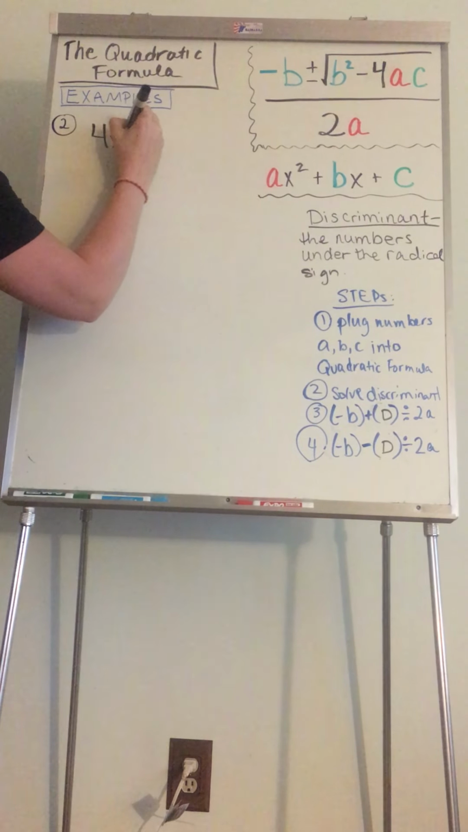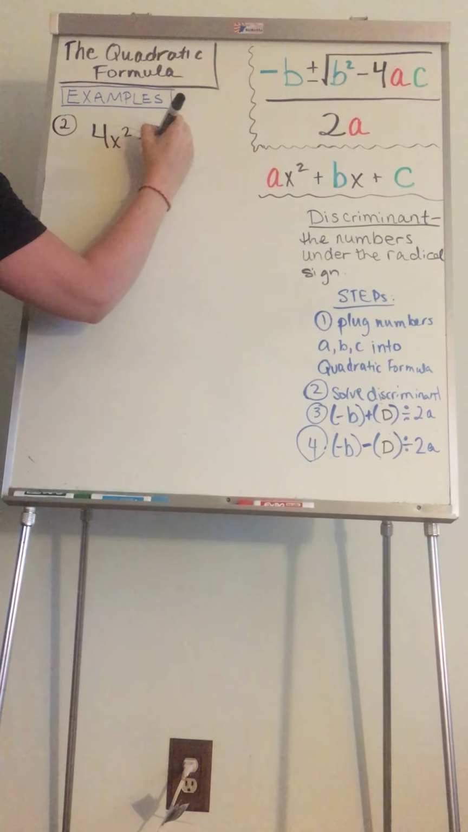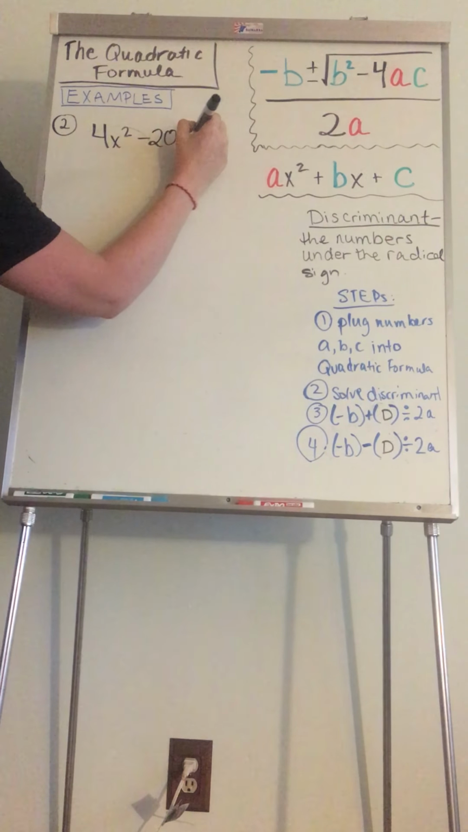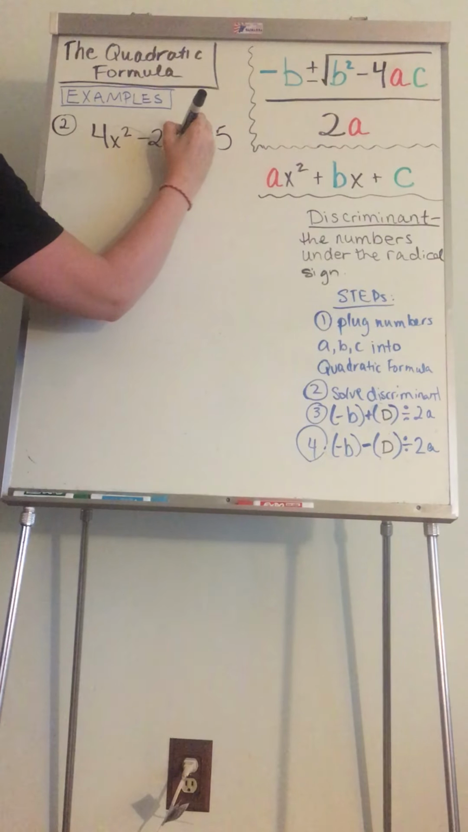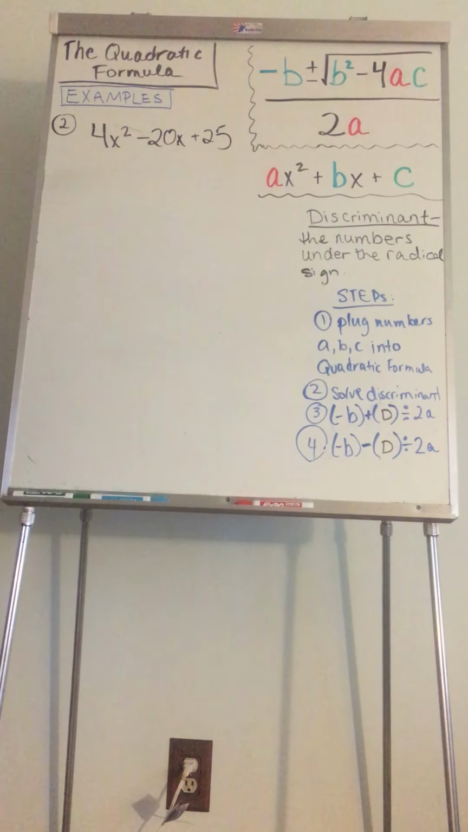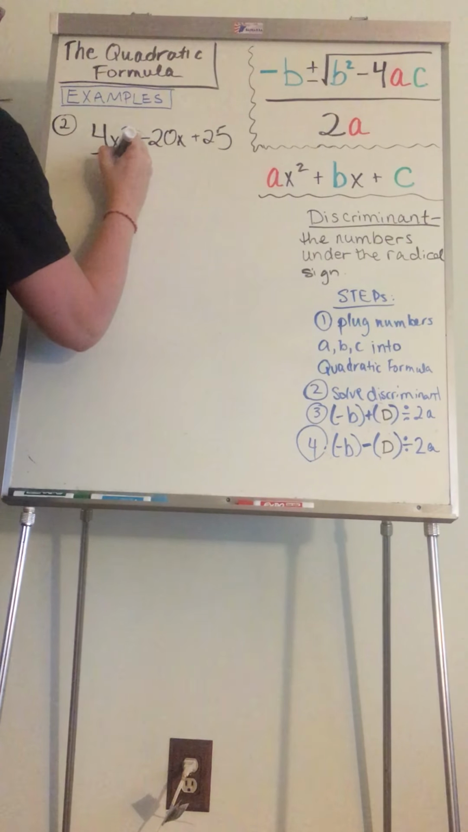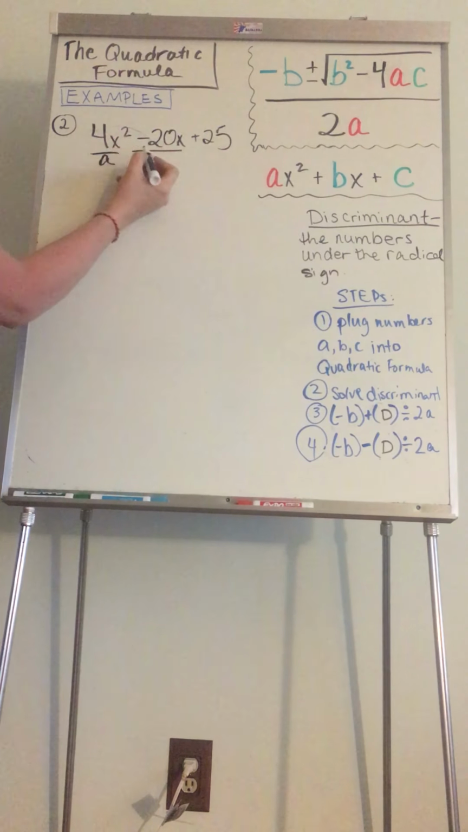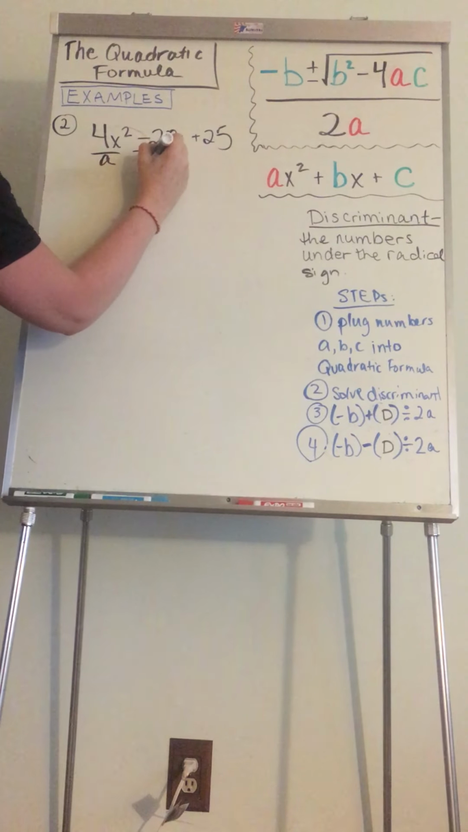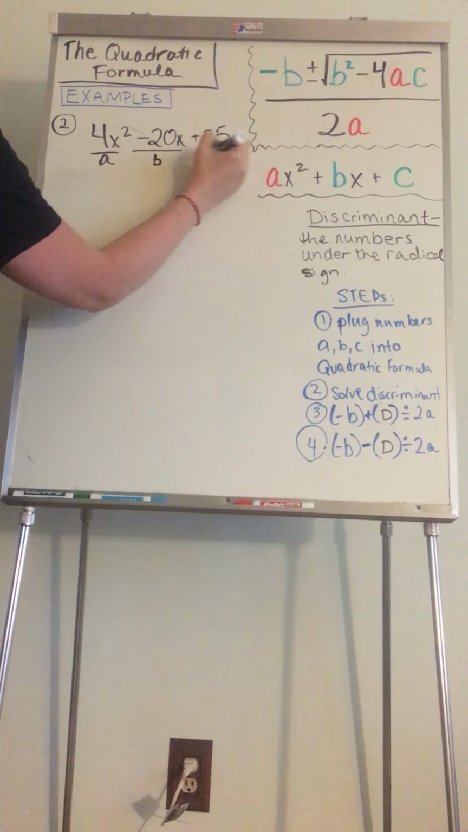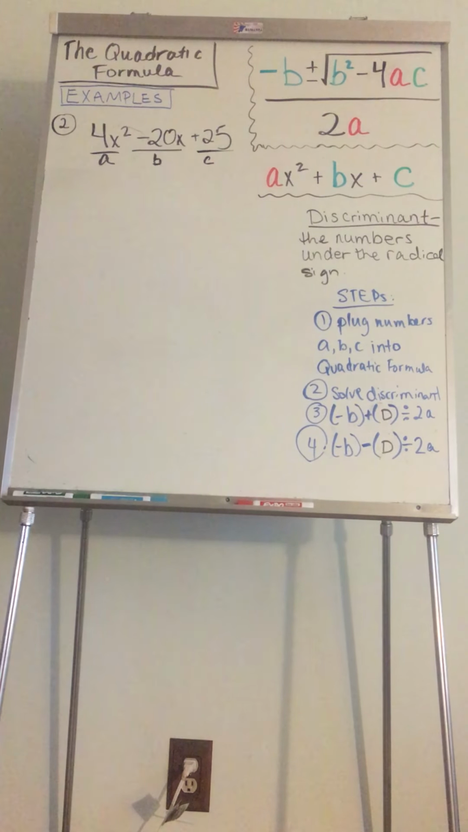4x squared minus 20x plus 25. So that being said, 4 is A, negative 20, remember you take the sign with the number, is B, and then 25 is C. So now we can plug all of our numbers into the quadratic formula and solve it.